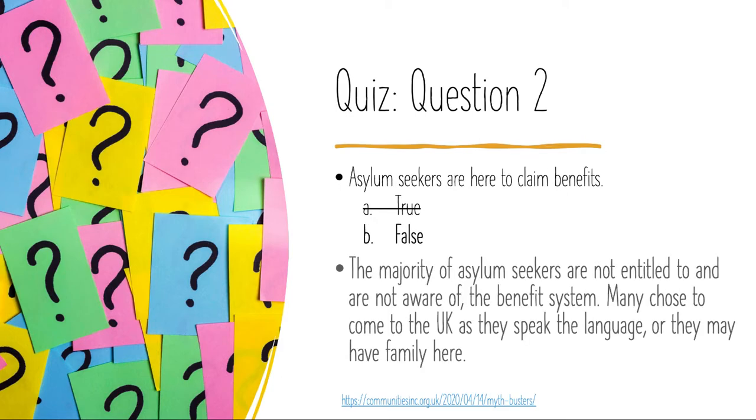Question 2. Asylum seekers are here to claim benefits. The answer to that is false. The majority of asylum seekers are actually not entitled to and are not aware of the benefit system in the UK. Many individuals choose to come to the UK as they speak the language, or they may have family here. So to argue that asylum seekers are only here to claim benefits is false.